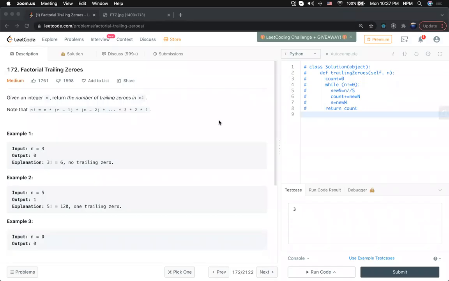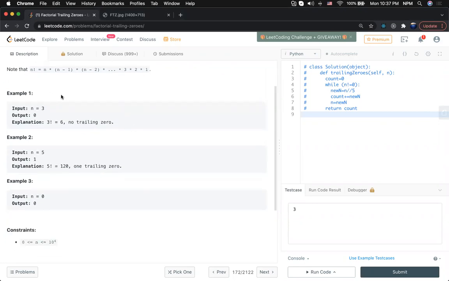Hi everyone. Today we're going to look at a LeetCode problem, factorial trailing zeros. Given an integer n, return the number of trailing zeros in n factorial. For the first example, if the input is 3, the output should be 0, because 3 factorial is 6 and there's no trailing zero.